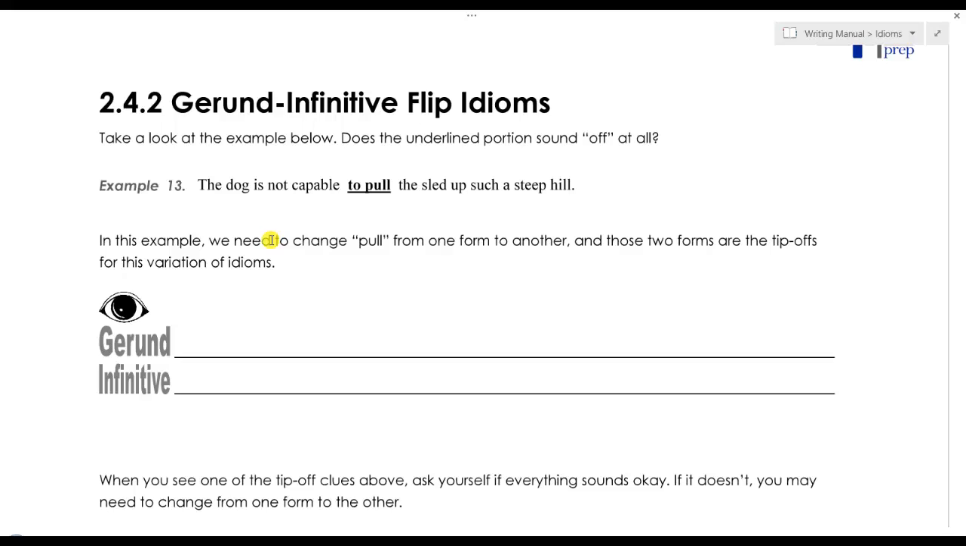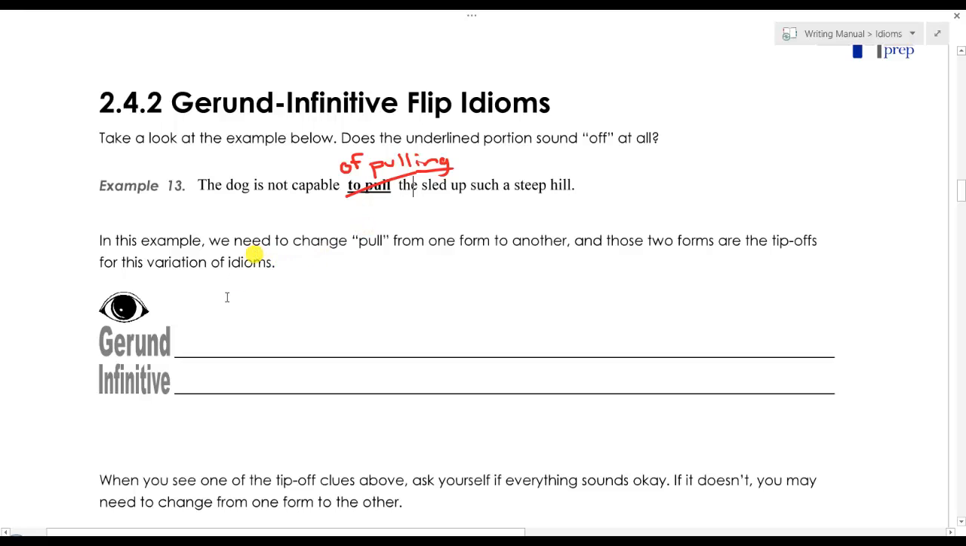So in number 13, we have the dog is not capable to pull the sled up such a steep hill. Aw, poor dog. This to pull, this infinitive, which we'll talk about the definitions of gerunds and infinitives in one moment, is not correct here. You do not say that someone is capable to do something. You say that someone is or is not capable of doing something. So in this case, we should be using this ing form, pulling. So the dog is not capable of pulling the sled, not the dog is not capable to pull the sled.